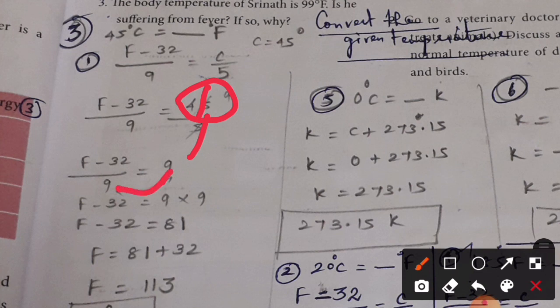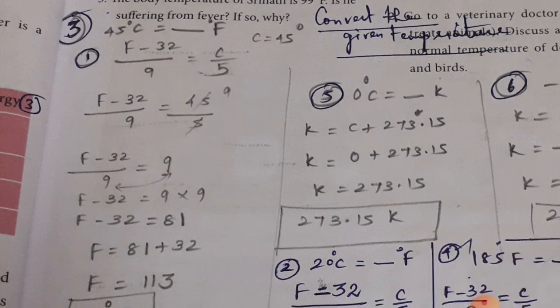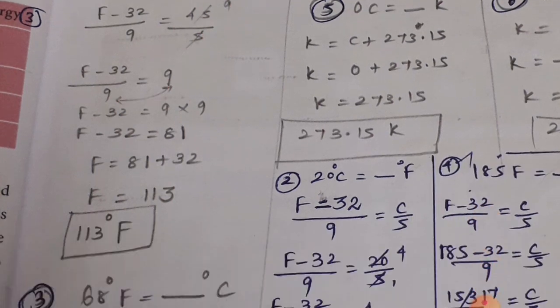F minus 32 is equal to 9 into 9. F minus 32, 9 into 9, how much? 81. Okay, 9 9s are 81. So F is equal to, first write the highest number 81. Here minus 32, you have to write on this side plus 32. So what is your final answer? F is equal to 113. This is your final answer, children. And you have to write the final value as 113 degree Fahrenheit.